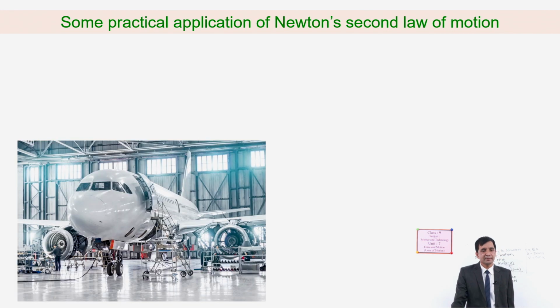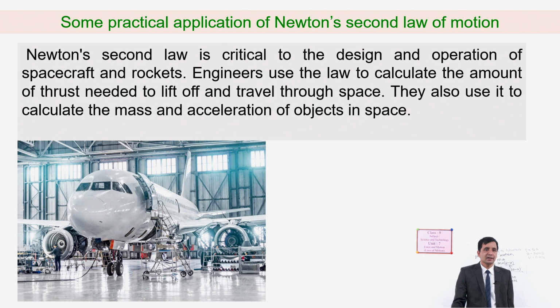Similarly, look at the picture. The aircraft industry is shown in the picture. Newton's second law of motion is very important, even critical, to design the operation of aircraft and rockets, because mass also plays a very important role to fly in the air. Therefore, engineers in the aviation industry use this law. Which law? Newton's second law, to calculate the amount of thrust needed to lift off and travel through space. They are always trying to reduce the mass of the aircraft to increase their performance, to increase the velocity of the aircraft.